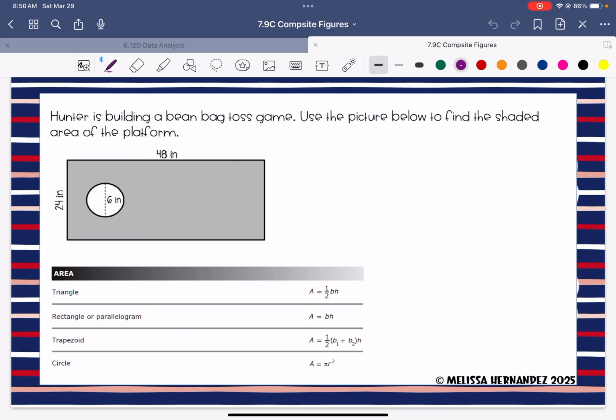Okay, so first of all, the very first thing you want is your formula sheet, and you're going to look at the area section, and there are two different shapes. You have a rectangle and you have a circle.